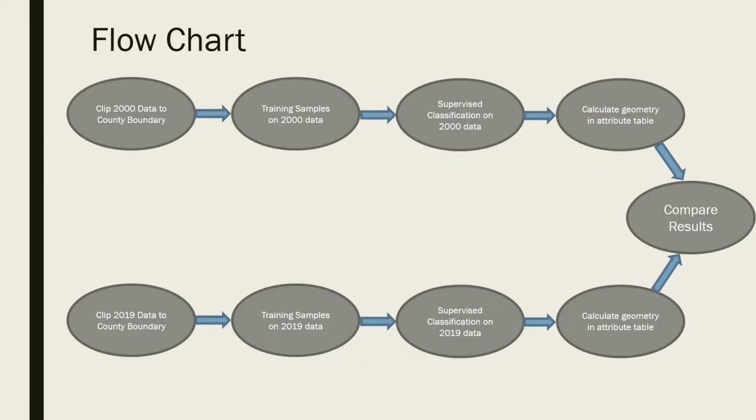Here you can see my flowchart of the methodology used. Essentially I did the same thing for both the 2000 and 2019 data. I clipped them to the county boundary, performed training samples, then performed a supervised classification, and then calculated the geometry and the attribute table, and then compared the results.